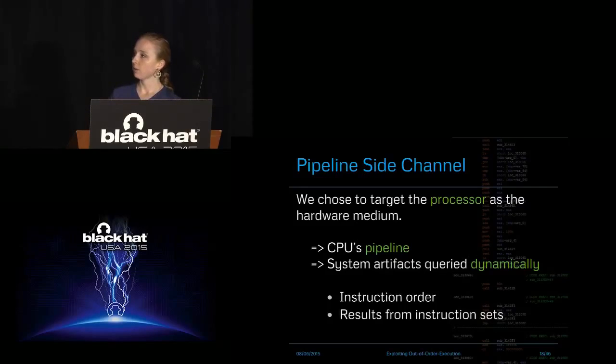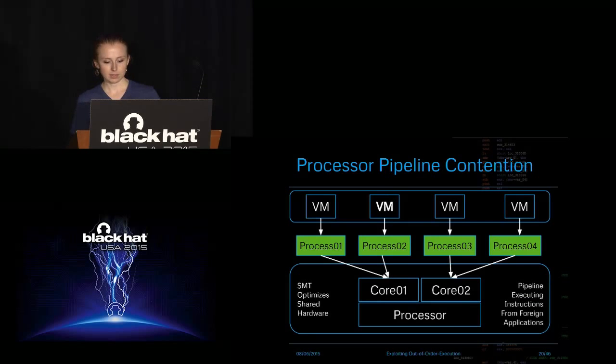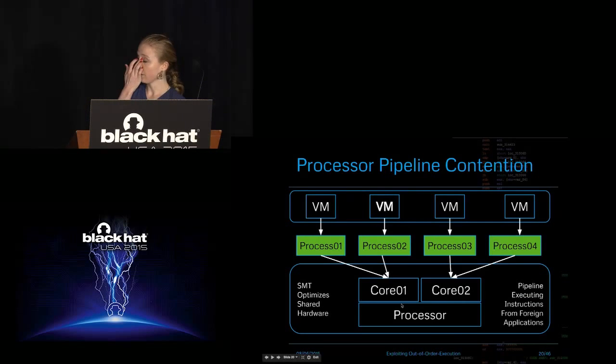So the only thing that we thought we could do, the easiest way to determine the state of the pipeline, even though it is like the black box, right, is we have to know that the pipeline reordered our instructions based on the results or the returning values of these instruction sets. So we're targeting out-of-order execution. And this is how we set it up. This is what we wanted.